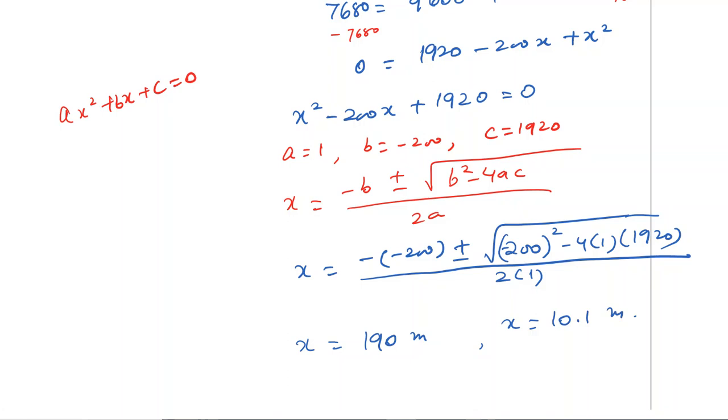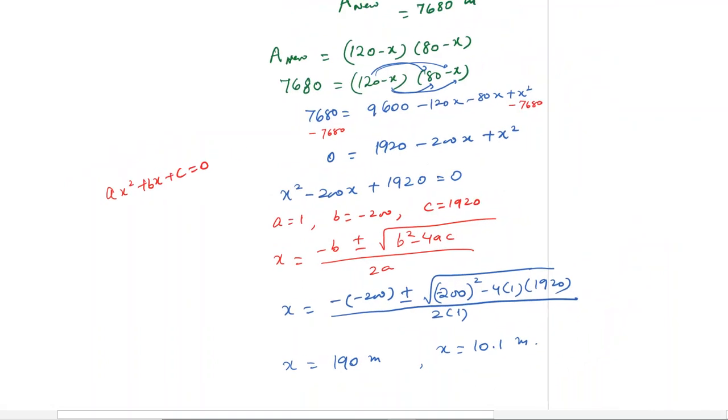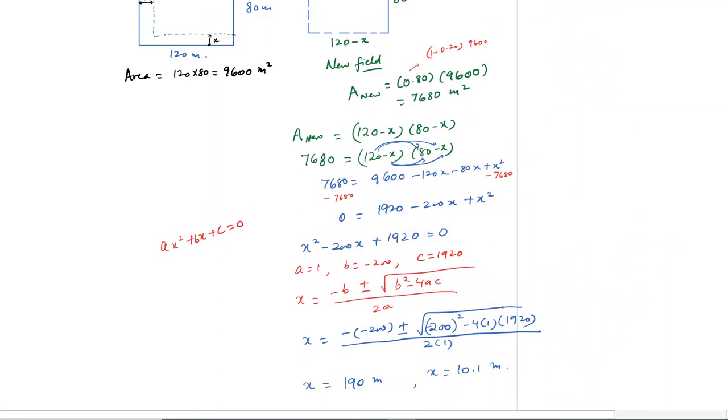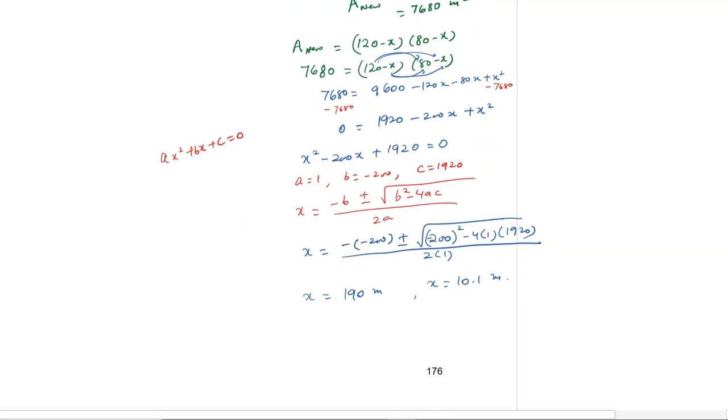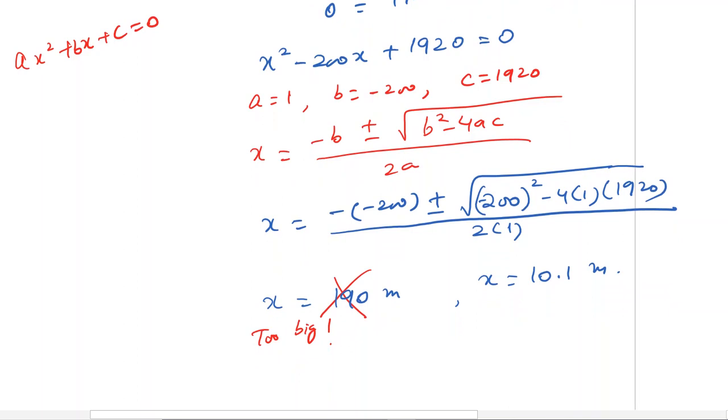And as I said, we should always think about which answers make sense, whether both answers make sense, only one of them makes sense, or none of them make sense. Since our original dimensions were 120 and 80, if we are taking out x, x should be smaller than both of them. So we cannot have x equals 190. We're going to reject this solution because it is too big. Thus, the farmer reduces x meters from length and width.